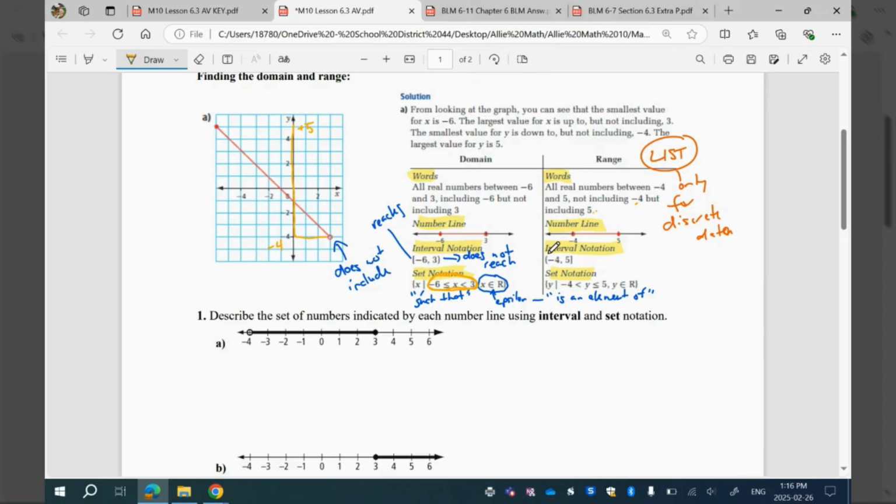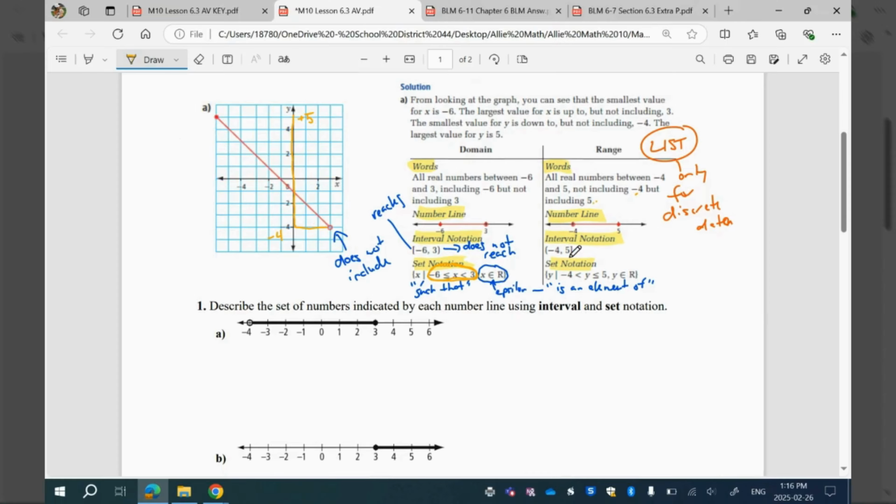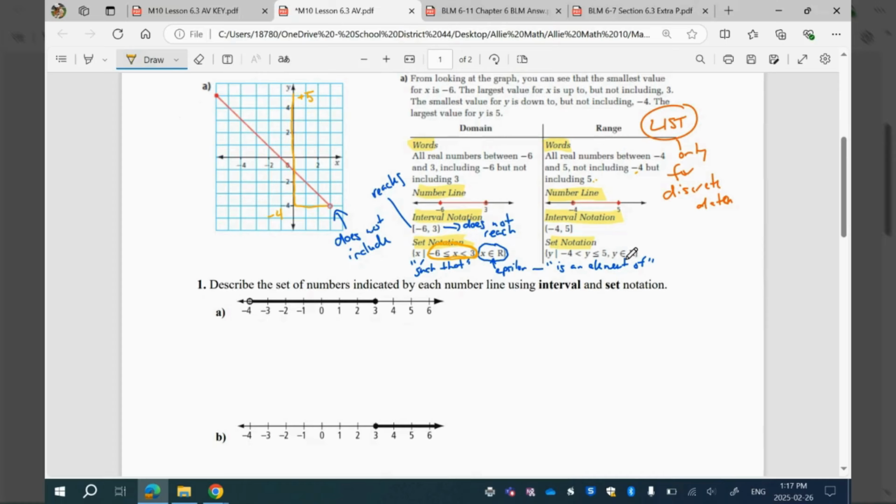Here's our interval notation. We have a round bracket to show that it does not reach -4, and a square bracket to show that it does reach +5. And our set notation is y such that it is greater than -4 and less than or equal to 5, and that y is an element of all real numbers.